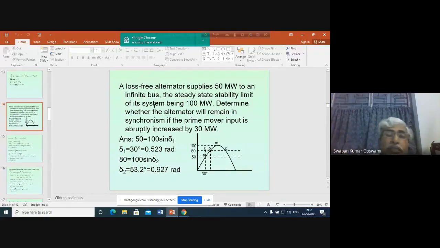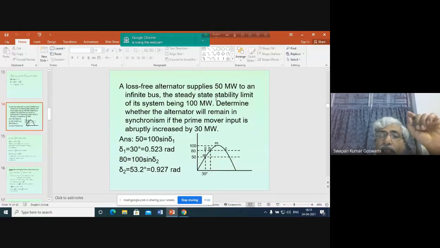Let us consider a loss-free alternator. Loss-free means we have ignored all losses, and here also we shall be ignoring all losses. A loss-free alternator supplies 50 megawatt to an infinite bus. So the case is simple: a generator connected to an infinite bus, supplying 50 megawatt. The steady state stability limit of the system is 100 megawatt.